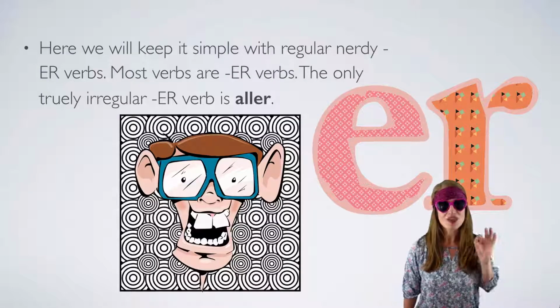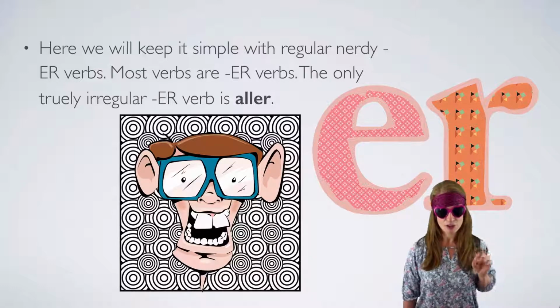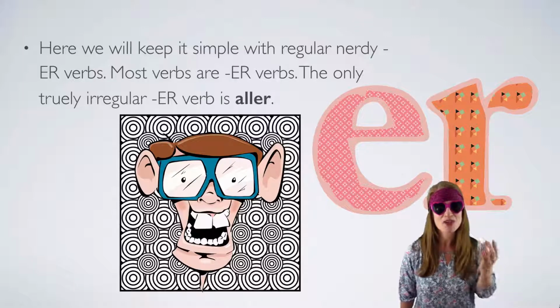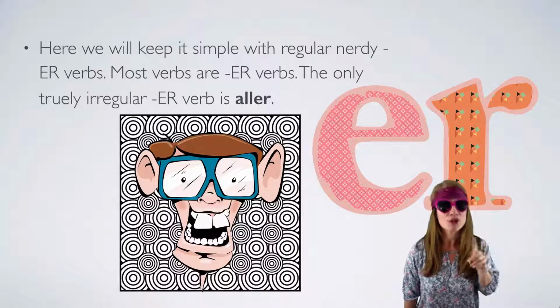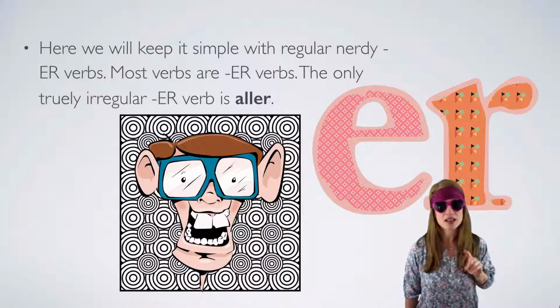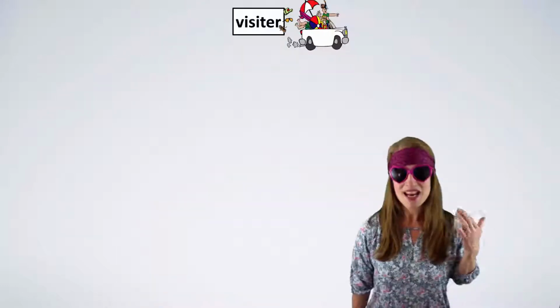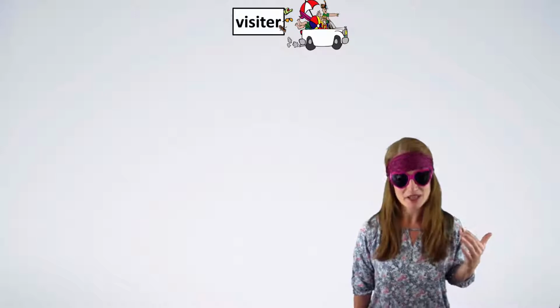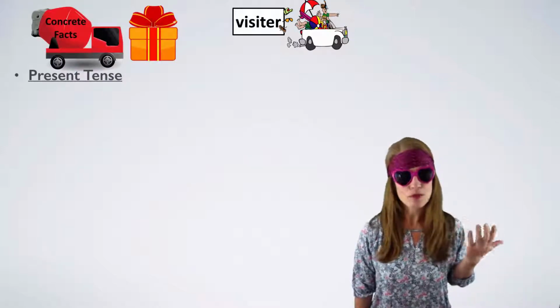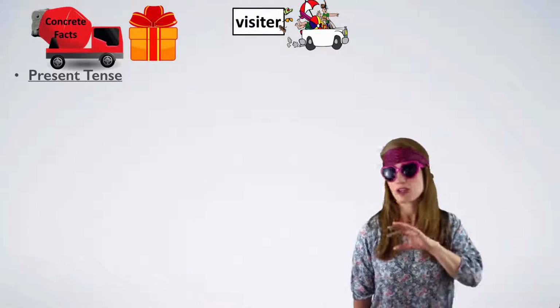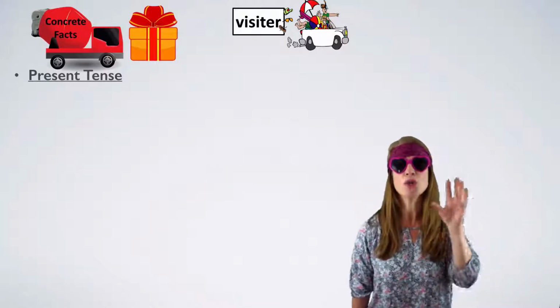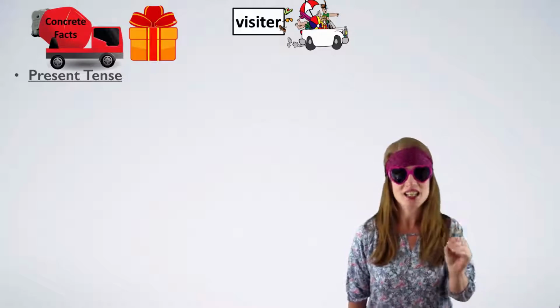We are looking at the regular nerdy ER verbs, and the majority of verbs, more than 90% of French verbs, are ER verbs, which is wonderful. The only truly irregular ER verb is aller. Let's look at visiter in different tenses. First of all, the present tense. All of these tenses are the indicative. We're not looking at the subjunctive or the imperative or the conditional. We are looking at the indicative.